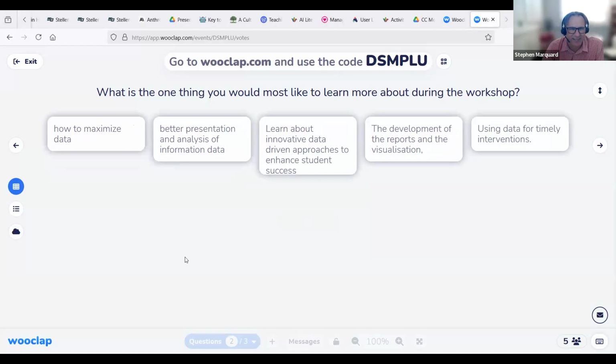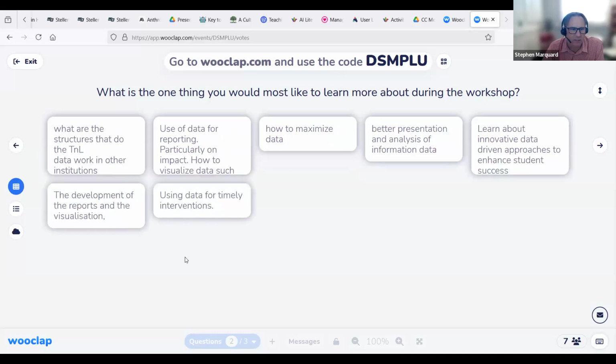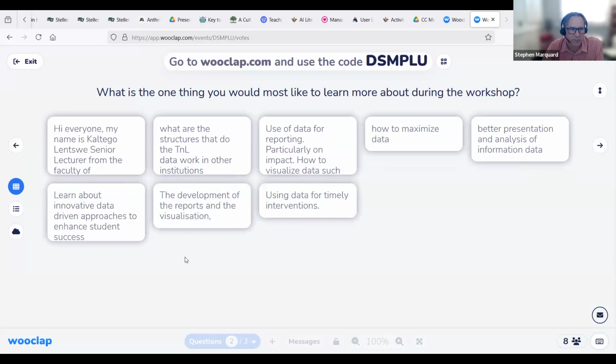Noisy keyboarder. Okay, maximize data, presentation and analysis, data-driven approaches to enhance student success. I guess that's why we're all here. Fantastic. Developmental reports, visualization, intervention. What structures that do the teaching and learning work? Excellent question. Lots of variety there across universities.